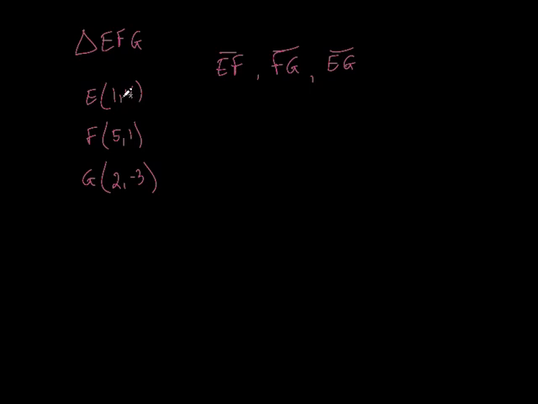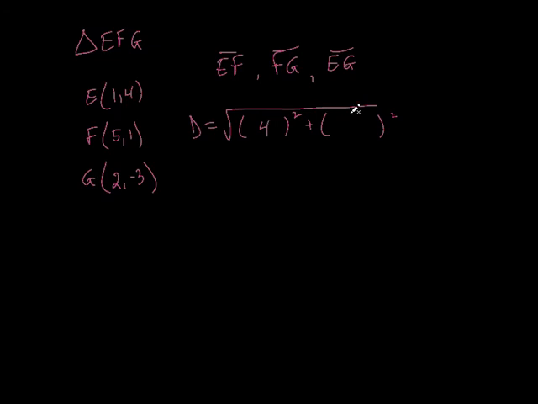So EF. So 1, 4, and 5, 1. So the distance formula is square root, and then you do this thing. Looks like the Pythagorean theorem, doesn't it? And so what do we do to these numbers in here? We subtract them, right? Subtract the x's, subtract the y's. Doesn't matter what order we subtract them in. Doesn't make any difference. So let's do the x's first. What's easiest? 5 minus 1, which is 4.